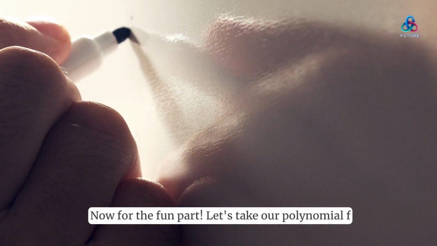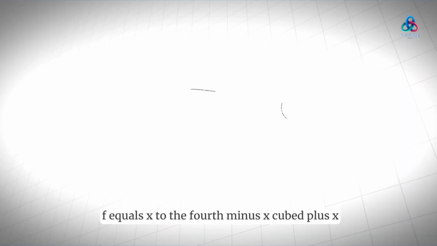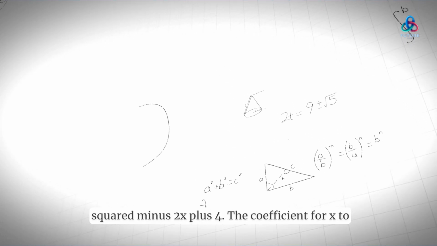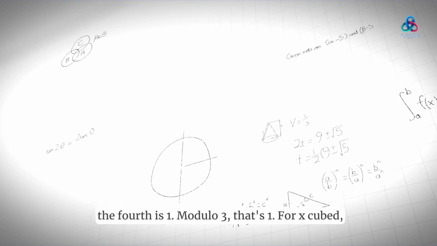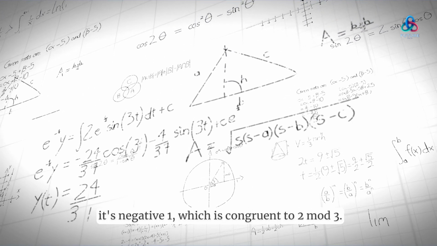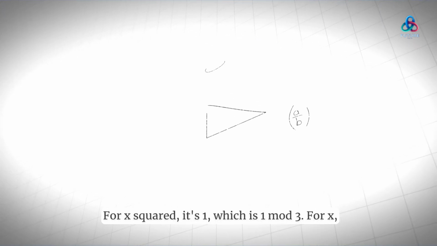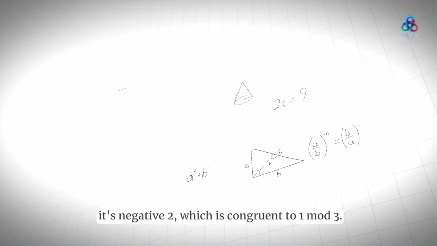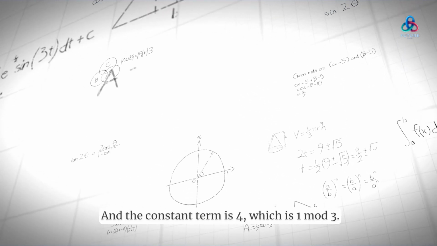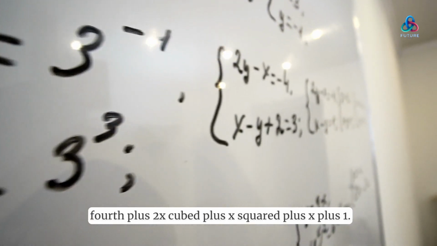Now for the fun part. Let's take our polynomial f and reduce its coefficients modulo 3. f equals x^4 - x^3 + x^2 - 2x + 4. The coefficient for x^4 is 1. Modulo 3, that's 1. For x^3, it's negative 1, which is congruent to 2 mod 3. For x^2, it's 1, which is 1 mod 3. For x, it's negative 2, which is congruent to 1 mod 3. And the constant term is 4, which is 1 mod 3. So our new polynomial is f bar equals x^4 + 2x^3 + x^2 + x + 1.